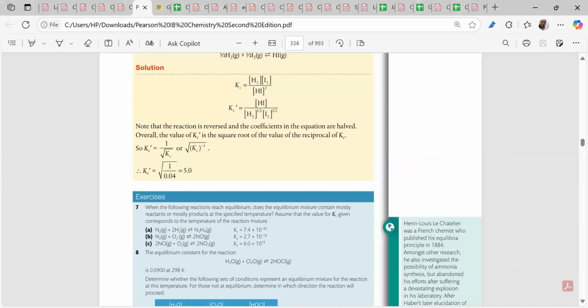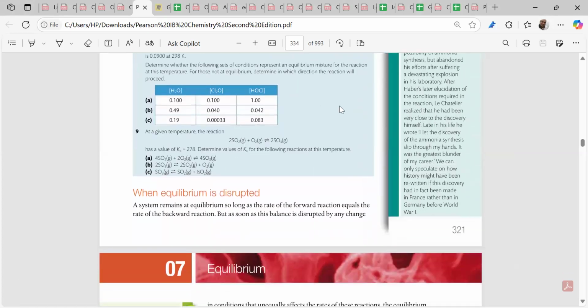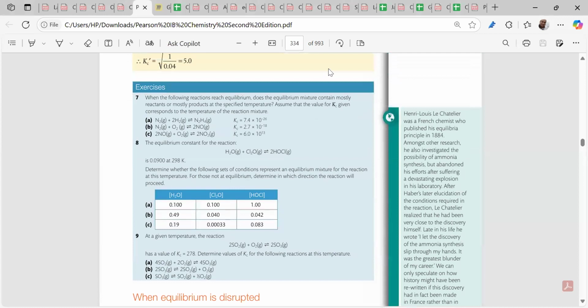So what do you do? Just hold on. Did you get my point? This was the Q and Kc part, which will be clubbed with Le Chatelier's principle, right? Take care of that.